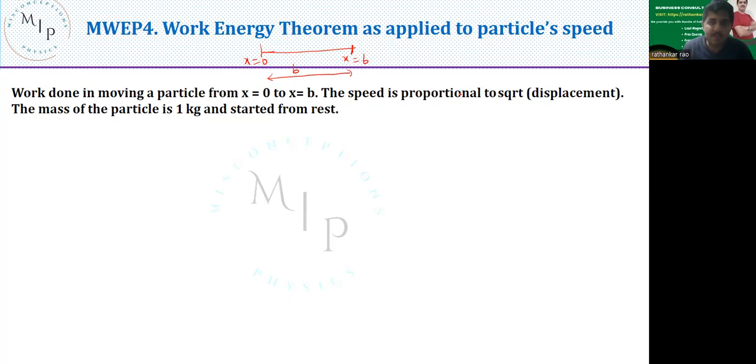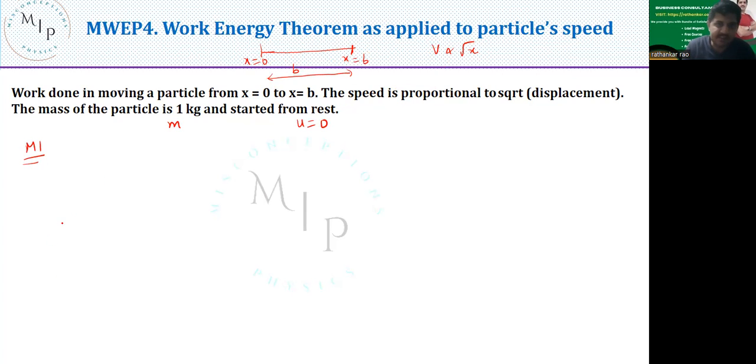Then the speed is proportional to the square root of displacement. The mass of the particle is 1 kg, and it started from rest. That means its initial velocity is 0. Now, how do we start? Let us start with the first method, the kinematics method, as usual.